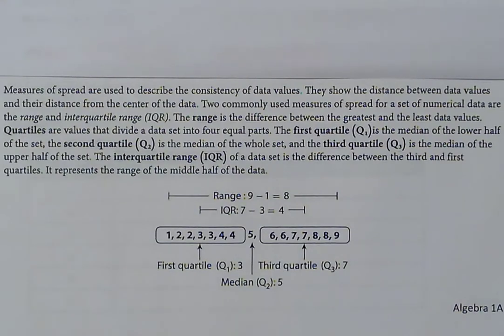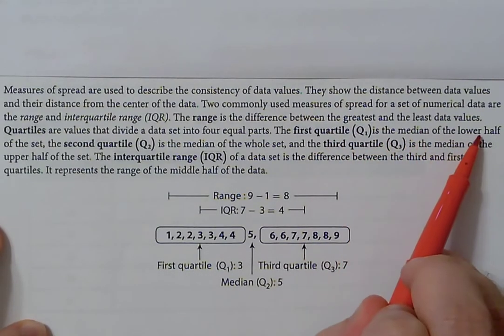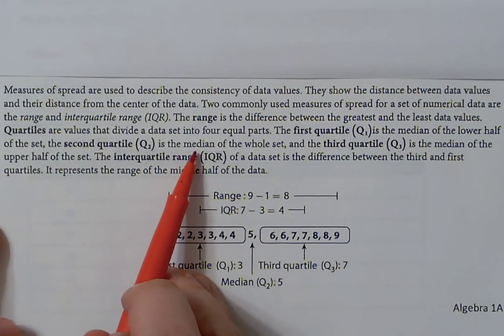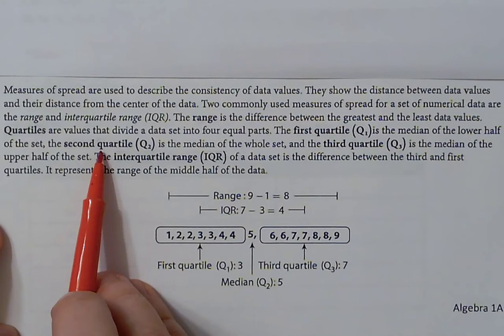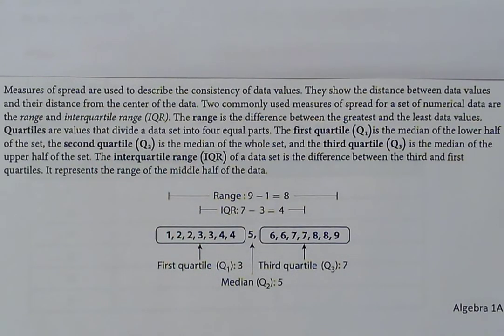All right. This whole paragraph is going to talk about what IQR is and different measures of spread in terms of quartiles and whatnot. I'm going to break it down into a simpler explanation. When you are asked to find your first quartile, it is the median of the lower half of the set. The second quartile is the median of the whole set. So just think, anytime they talk about second quartile, it's just the median. We're always going to refer to it as the median.